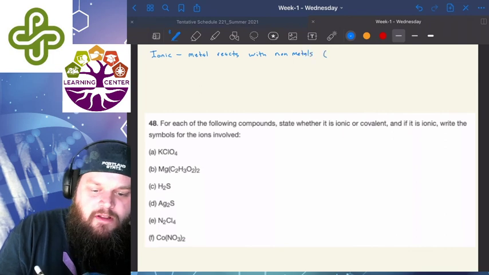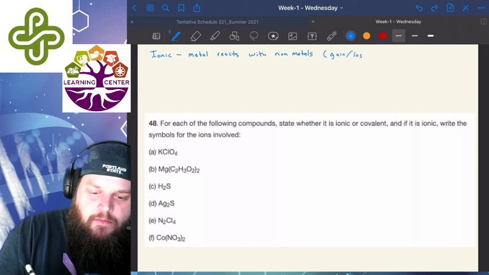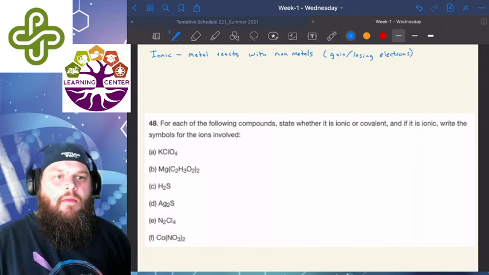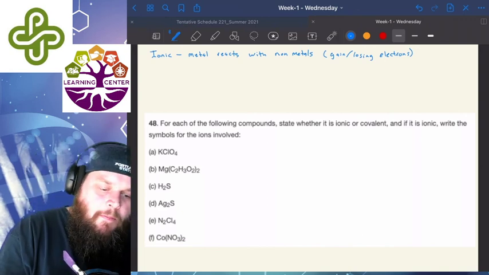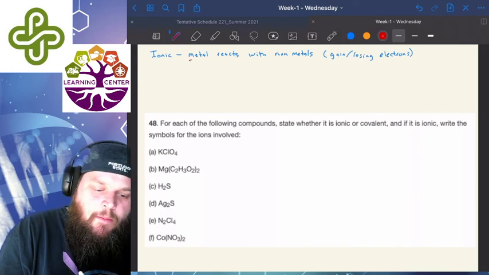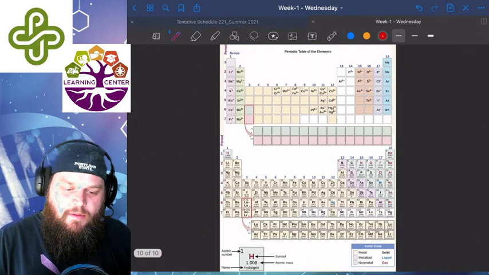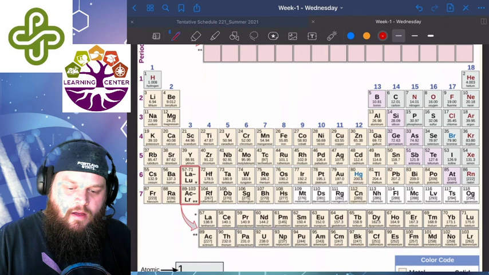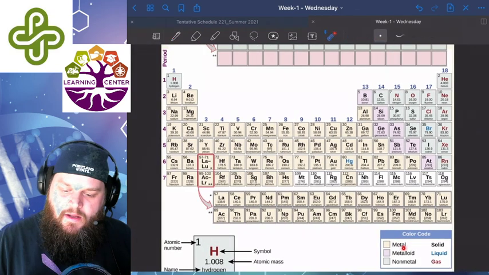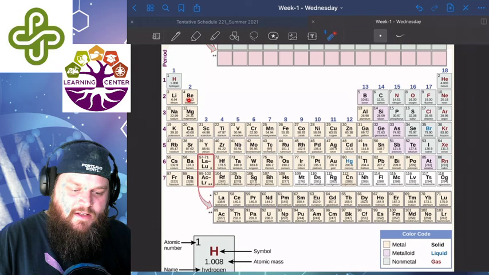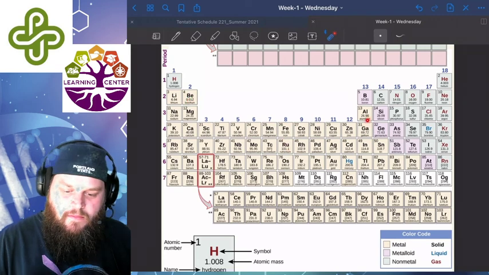And what's really happening here is we're gaining or losing electrons in ionic bonds. With covalent bonds, I should point out the key part of ionic bonds is that a metal is reacting with nonmetals. So when we look at our periodic table, which I happen to have here, we see the yellow ones are metals. That's all of these over here, stepping down through here and all through here.